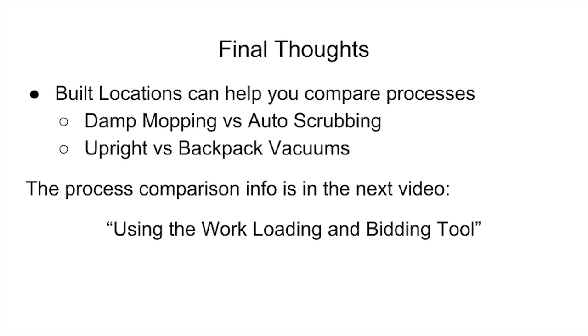For instance, changing from damp mopping to auto scrubbing or swapping between upright and backpack vacuums and the impact it will have on your labor. This will also have a calculated financial impact with the calculator tool. When you build a location, you can even copy the location and update it with upgraded tools for your staff and see time and money saved with the calculator. When you finish your location, continue on to the next video called Using the Workloading and Bidding tool.